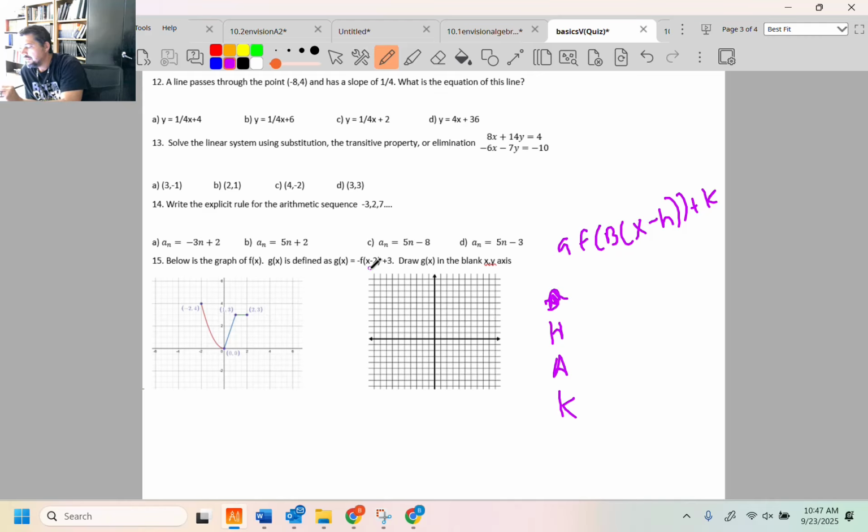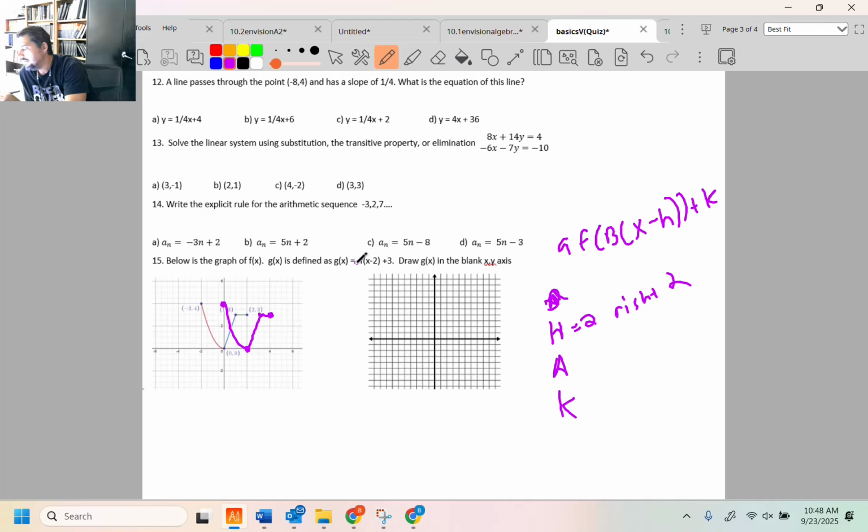It's x minus H. This is x minus 2. H is 2. That literally means right 2. So we're going to take everything and we're going to shift it right 2. It's going to put a point there. Right 2 is going to be here and here. And this one's going to go there. And that's what she looks like now.